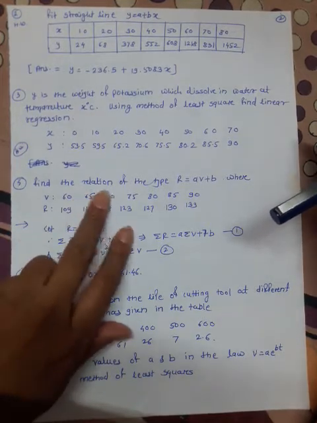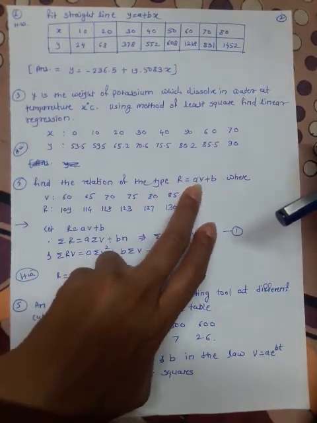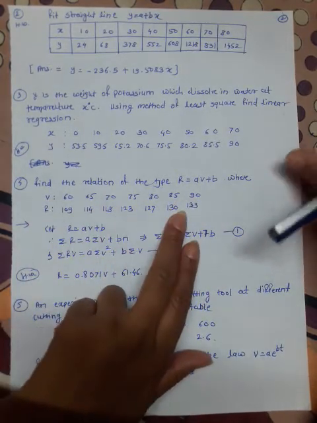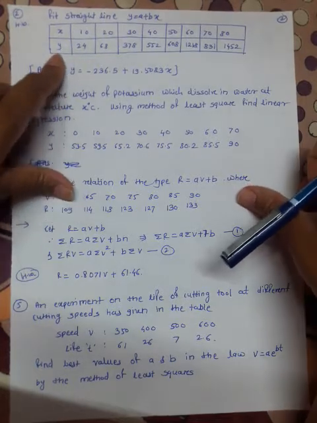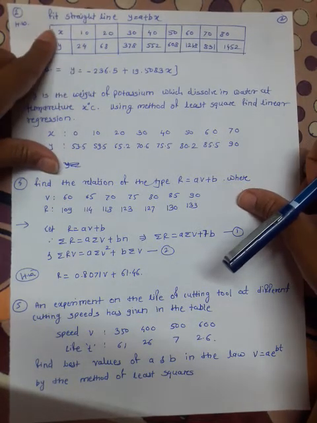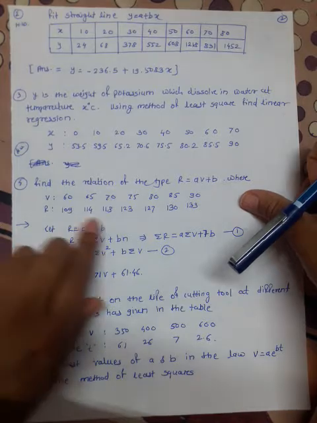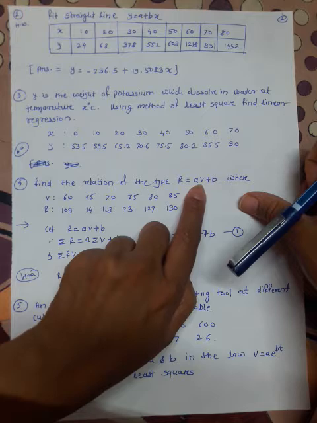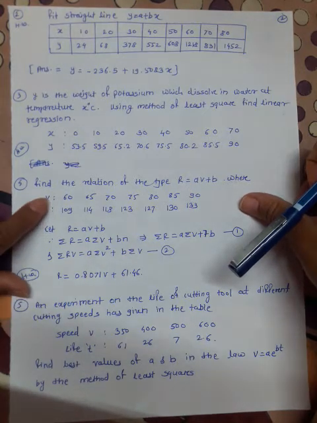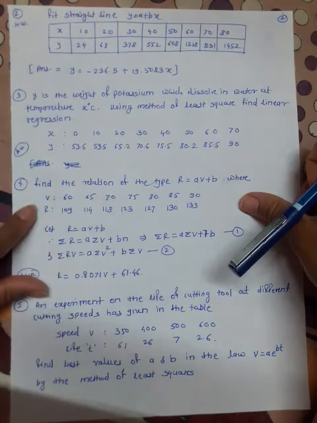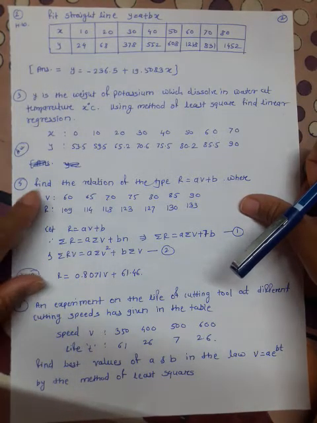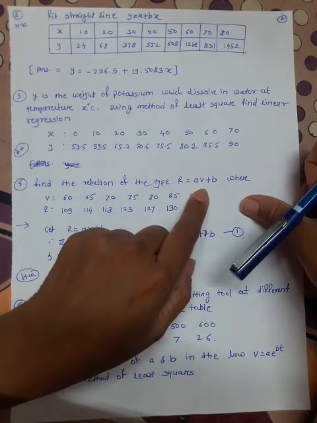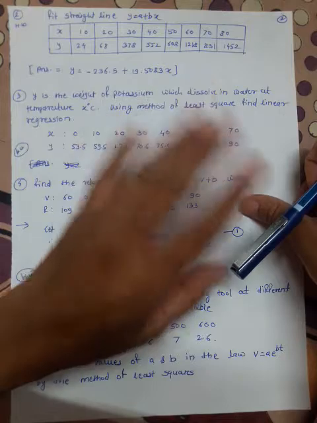Fourth, find the relation of the type r is equal to av plus b, where v is given, r is given. Okay, in this particular type of equation, y is equal to a plus bx is there. In this equation only y is replaced by r and x is replaced by v. R and v are the variables, a and b are constants. Just a plus bx, instead they have b plus av. Okay, doesn't matter, you have to follow the right path.